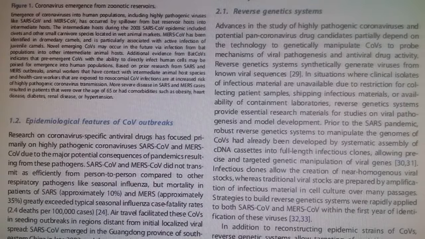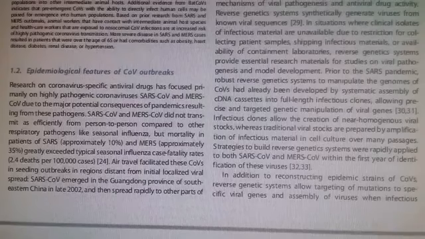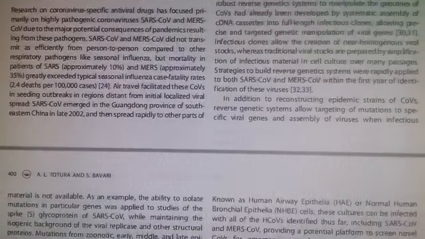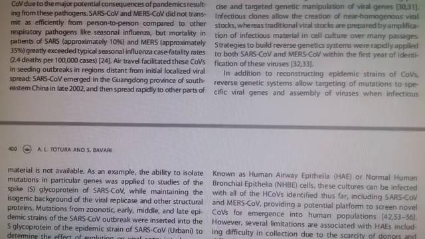Infectious clones allow the creation of near-homogeneous viral stocks, whereas traditional viral stocks are prepared by amplification of infectious material in cell culture over many passages. Strategies to build reverse genetic systems were rapidly applied to both SARS-CoV and MERS-CoV within the first year of identification of these viruses. In addition to reconstructing epidemic strains of COVs, reverse genetic systems allow targeting of mutations to specific viral genes and assembly of viruses when infectious material is not available.